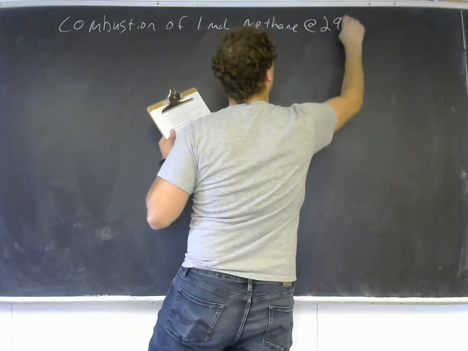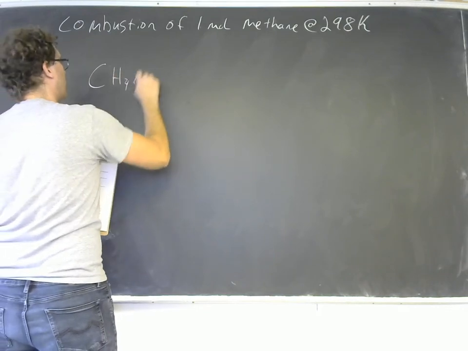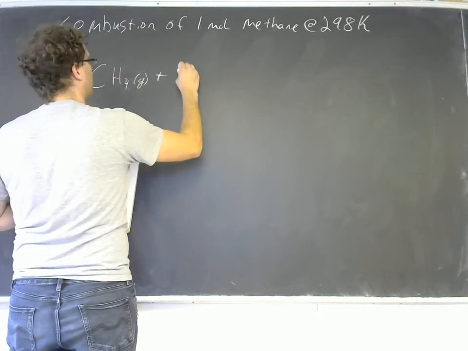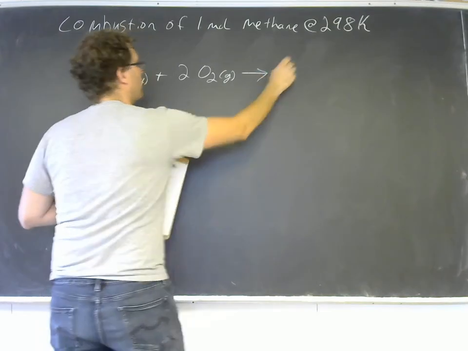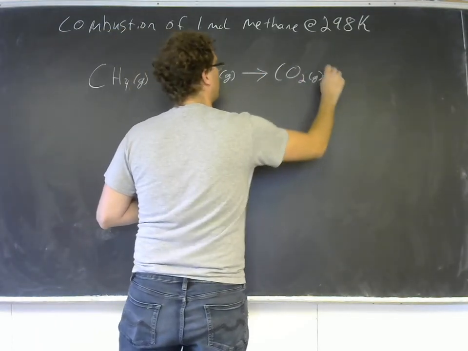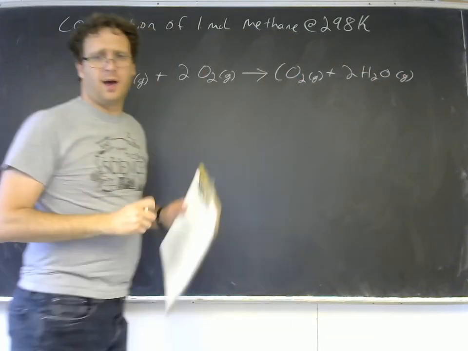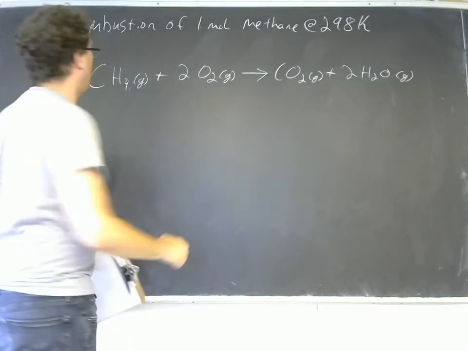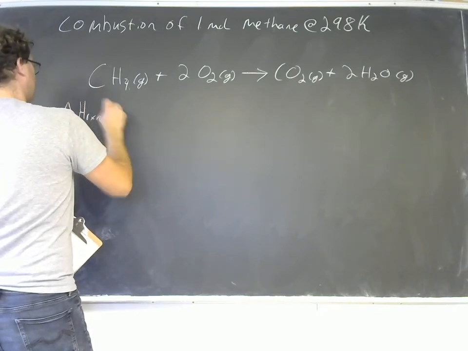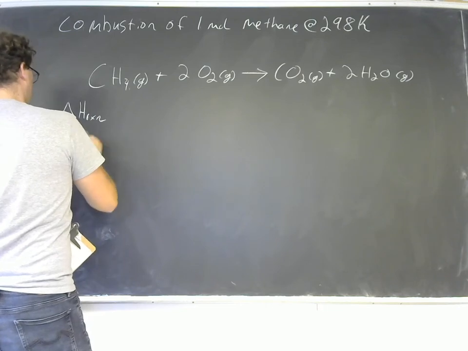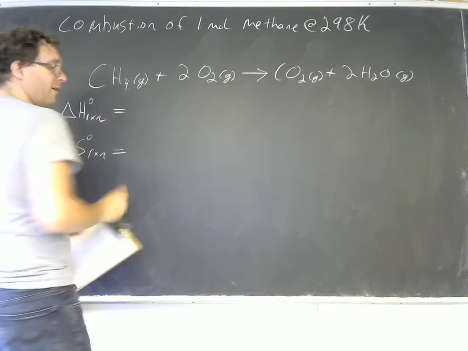at 298 Kelvin. And so if I have CH4 gas plus, what will it be, 2 O2 gas, this will form CO2 gas plus 2 H2O gas. There we are. That is the combustion of methane. And we'll want to calculate the delta H for this reaction. And we'll want to calculate the delta S for this reaction. Those will both be standard molar values.